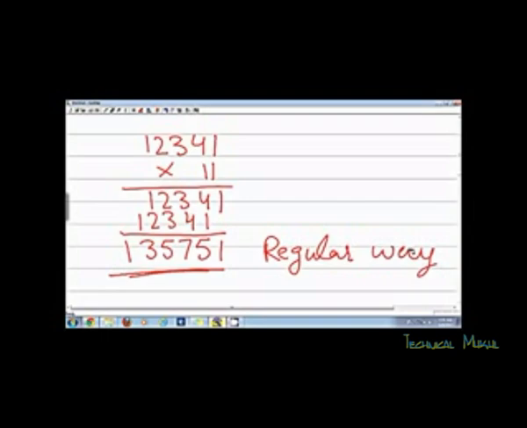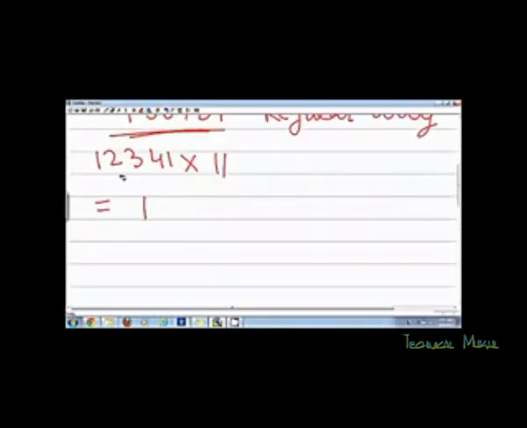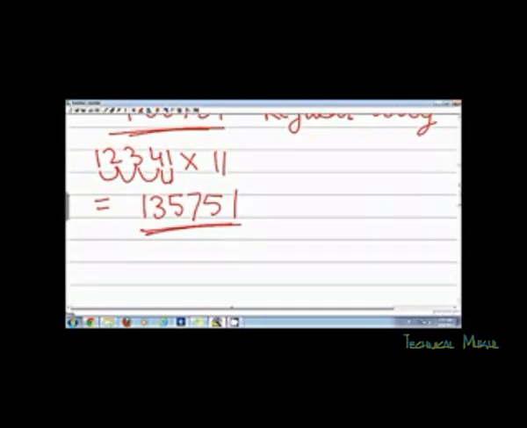Now we can skip all this writing and just approach this problem in a different way. So now suppose we have 12341 and we want to multiply it by 11. What I'll do is I will write 1 here and then add 1 and 2, that is equal to 3, and then add 2 and 3, that is equal to 5, and then add 3 and 4, that is equal to 7, and then add 4 and 1, which is equal to 5, and then write 1 in the end. So the answer is 135751.